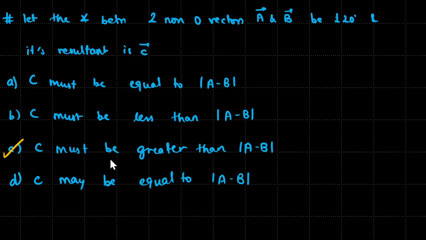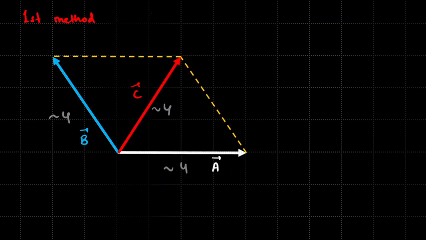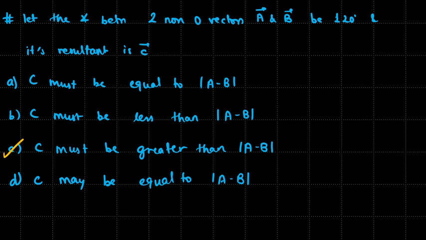So it must be greater than A minus B, since we just looked at the figure and there is no other case which might suggest something else. So C must be less than A minus B is not true right now. C must be equal to A minus B is not true right now. C may be equal to A minus B is our only contender that might be a little bit suspicious, but we don't know right now, right? So let's think about what we can do now.